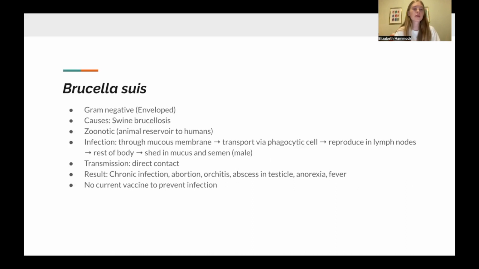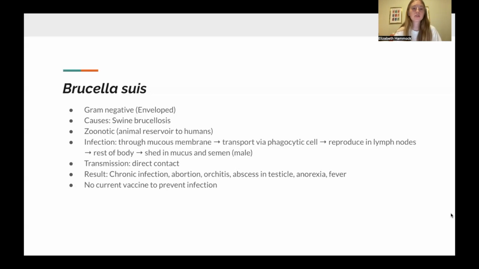Next, we'll talk about Brucella suis, which is a gram-negative bacteria with an envelope. It causes swine brucellosis. It's zoonotic, and animals can be a reservoir for this bacteria to get to humans. The infection typically occurs first as the bacteria goes through the mucosal membrane, then is transported by a phagocytic cell to the lymph nodes where it will reproduce. From there, it will go to the rest of the body where it can then shed by the mucus and, in the male, the semen to other hosts.